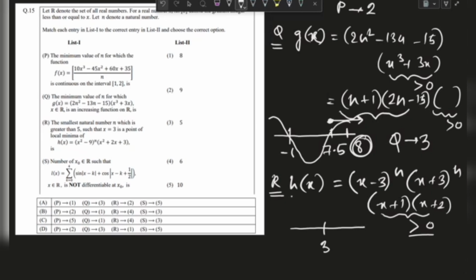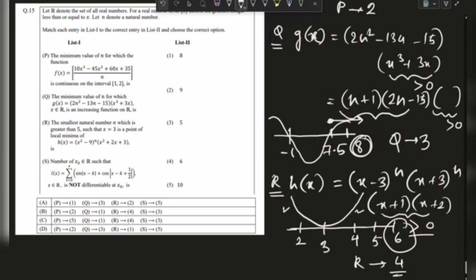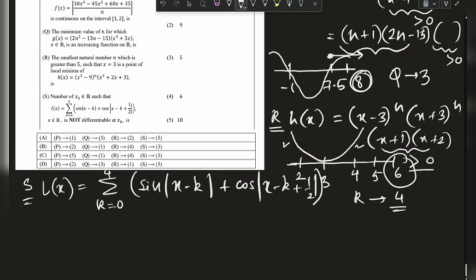So if we try to graph this, it will be something like this. Now what is pretty obvious is that if we have to keep the function increasing, then we have to keep both sides positive. So on these two sides we have 2, we have 4, but now we have to look at the options because they have set the smallest natural number n which is greater than 5. So I guess the answer will be 6 because it is greater than 5. So for part R, the answer is option 4. We will move on to the final part now. So this is the final part of the question.